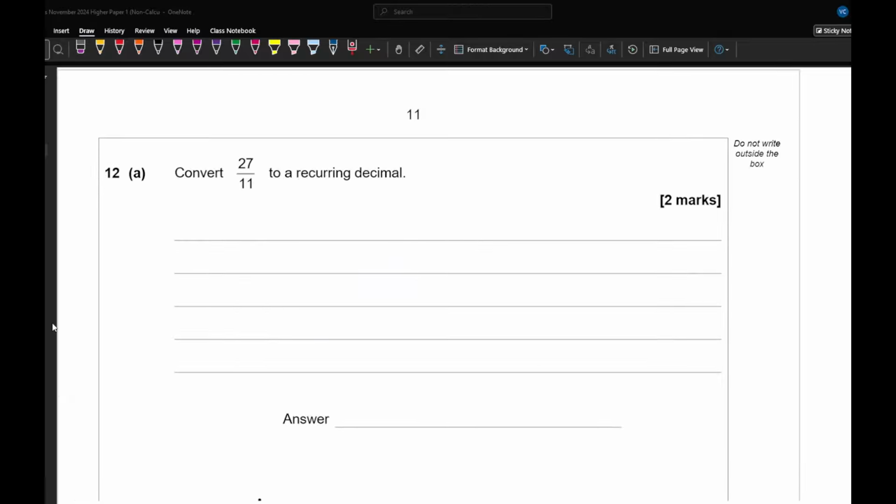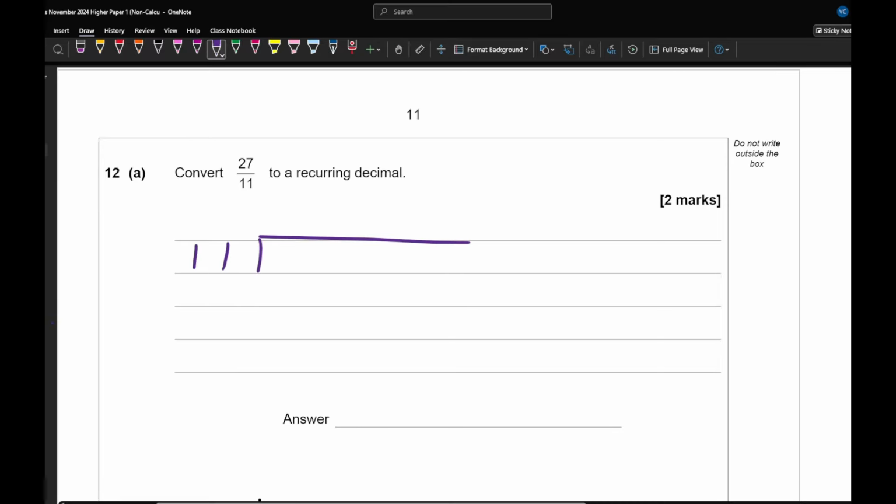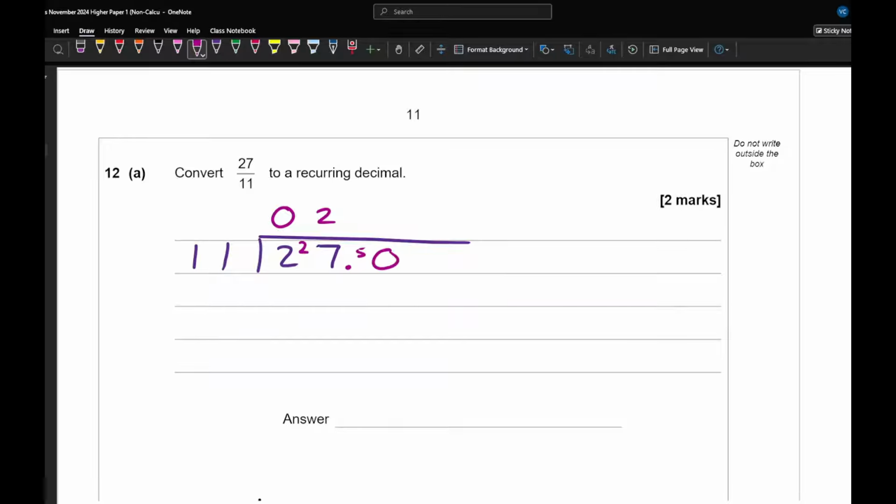Then moving on to question 12a, it says convert 27 over 11 into a recurring decimal. So for this, what we need to do is use a little bit of long division. So if I set up my bus stop here, what we then have is 11 goes into 2 0 times, so carry the 2. 11 goes into 27 2 times with a remainder of 5, and I add a 0.